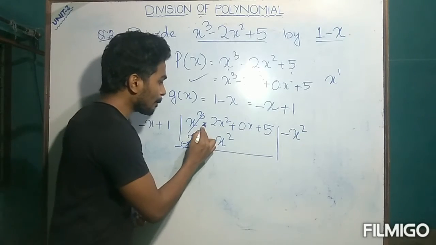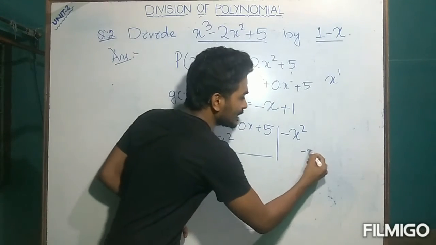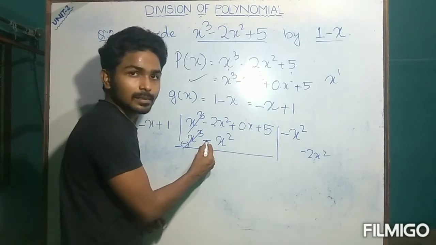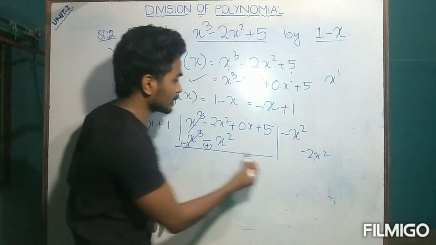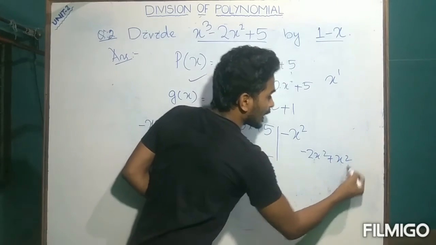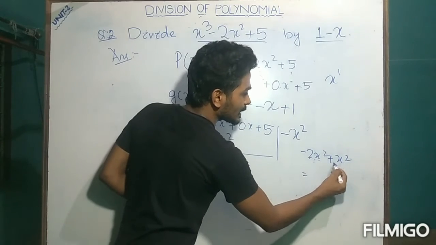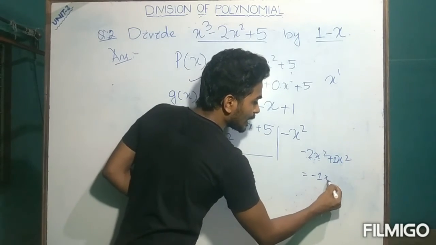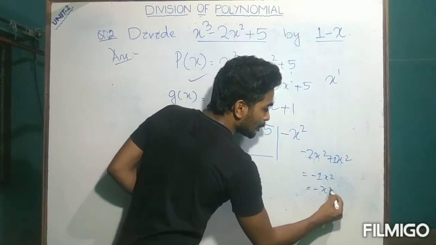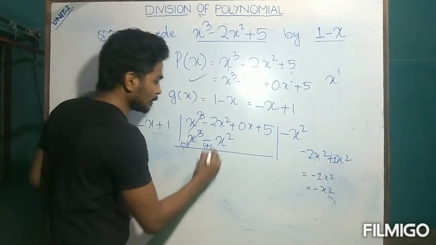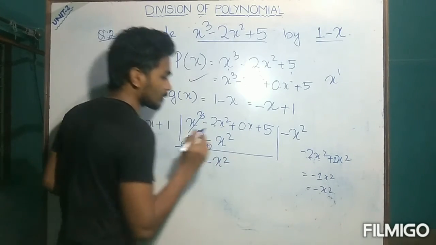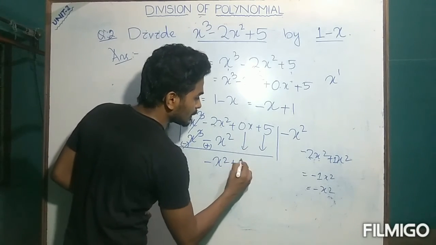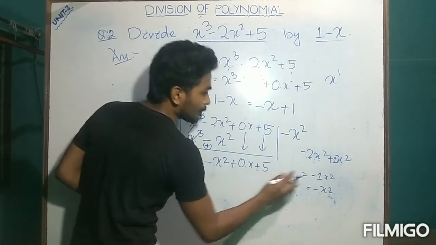Then we have minus 2x square. Minus 2x square, plus x square. Not minus, okay, the new sign will be plus. Plus x square. So minus 2x square plus x square means 1x square. So minus 2 plus 1 is minus 1x square, or we can simply write it as minus x square. So it will be minus x square. Okay, then coming down, it will be 0 into x plus 5.